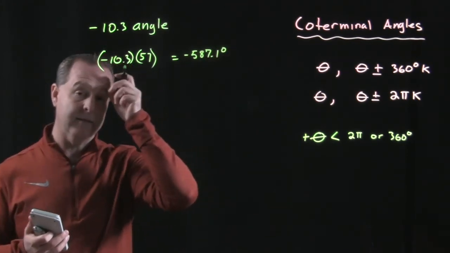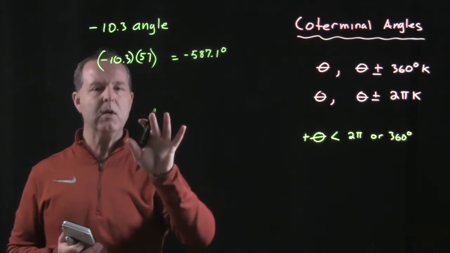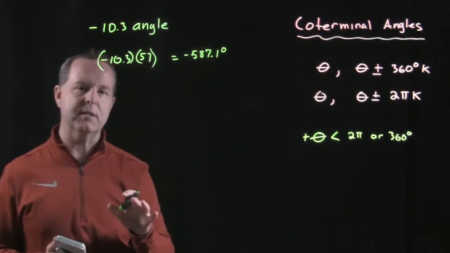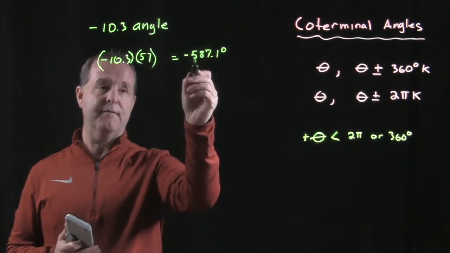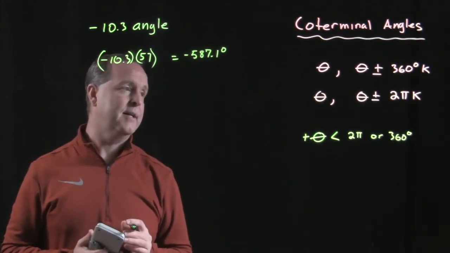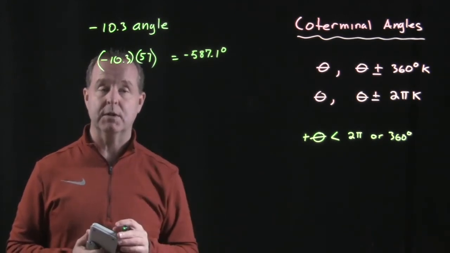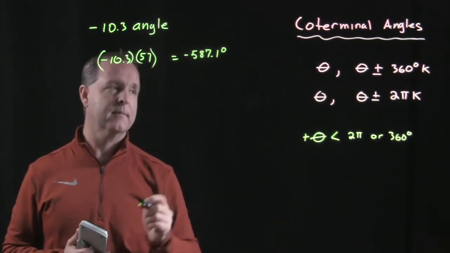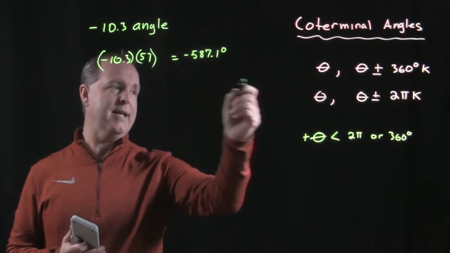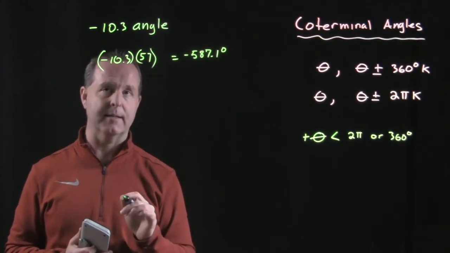587.1 degrees. Okay, understand again, this is in radians, but I'm using the degree idea to help me understand how many revolutions I need to deal with. So 587 is where I'm at. I really need to add 2 revolutions to that to get me into the positive realm. 1 revolution won't take it. That's just 360 degrees. So I need to add 2 revolutions to that.